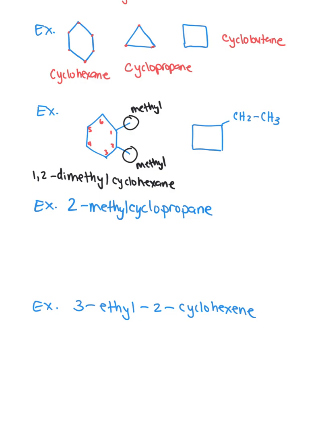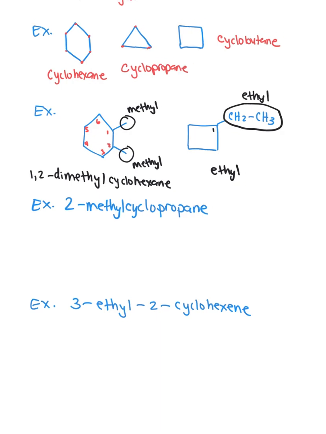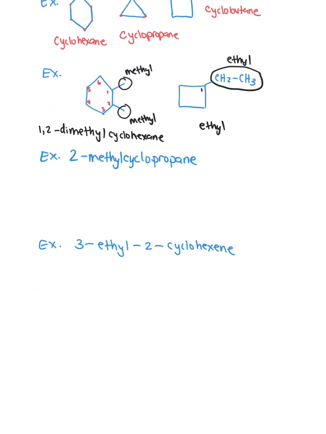Here I have 4 carbons, so it is a butane, a cyclobutane ring, but I do have an ethyl group as a branch coming off of the ring. I'll just label that as carbon number 1, and if it's at carbon number 1, we don't have to include the number if that's the only thing on the ring or the chain. It is in this case, so I can just say ethyl cyclobutane to name that one there.